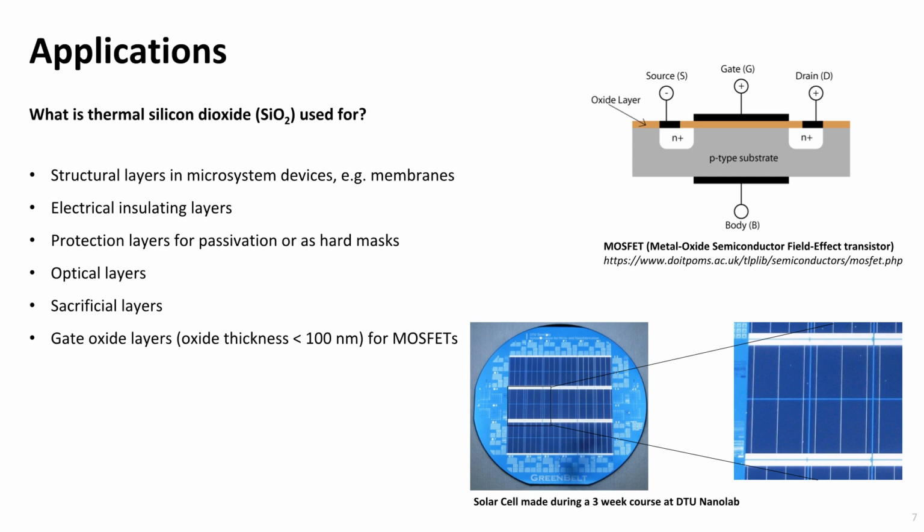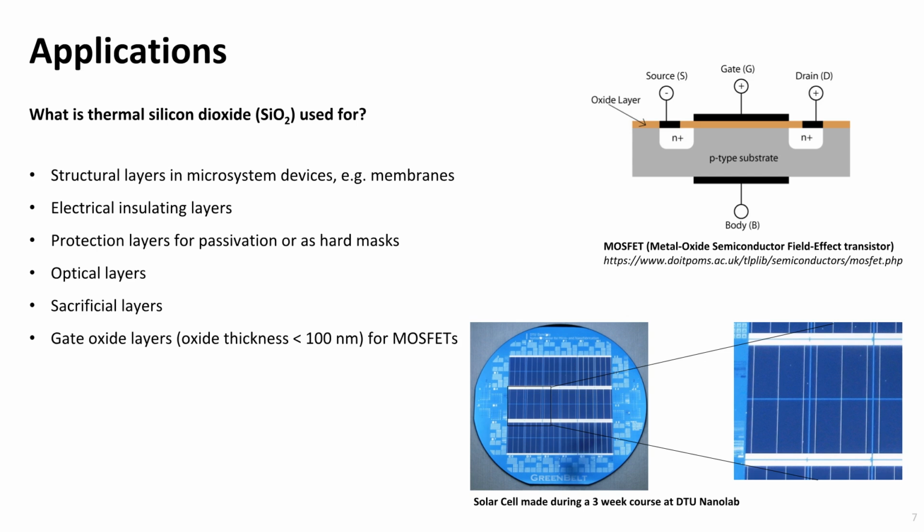Gate oxide layers for MOSFETs. A typical example for the application of thermal silicon dioxide in the electronic industry is the electrical insulation in MOSFETs, that is metal oxide semiconductor field effect transistors. A gate oxide layer, that is a thin, less than 100 nanometers thick oxide layer, is located over the gate or active region of individual transistors. MOSFETs are the building blocks of logic operations in computer memory and processors.